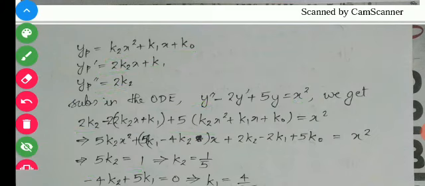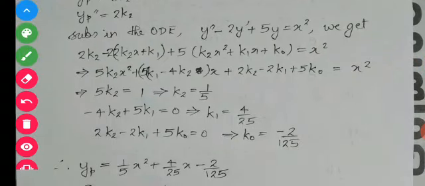Now for the next term: on the right hand side there is no term involving x, so the coefficient of x is 0. But on the left hand side there is a coefficient of x. The coefficient of x is 5k1 minus 4k2. So you have to take that as your second equation.